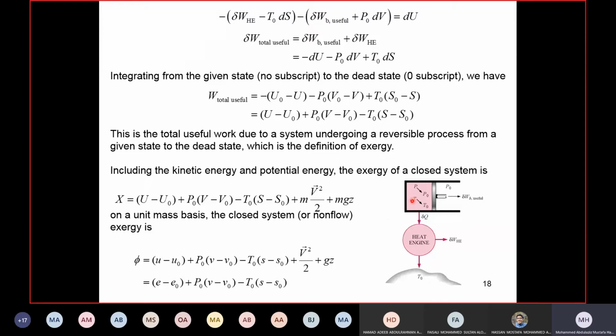And of course, we do not subtract here because it should be 0. So this is the velocity at the initial state minus the velocity at the dead state, which is 0. So this will be V squared plus GZ, which is the height of this system. So these are the elements here. We calculate these elements, and this will be phi, which is the exergy at this system.